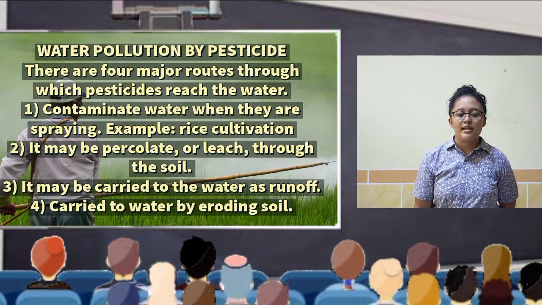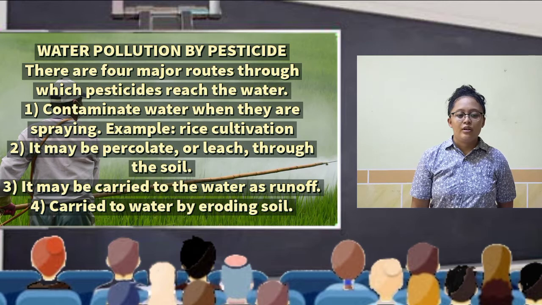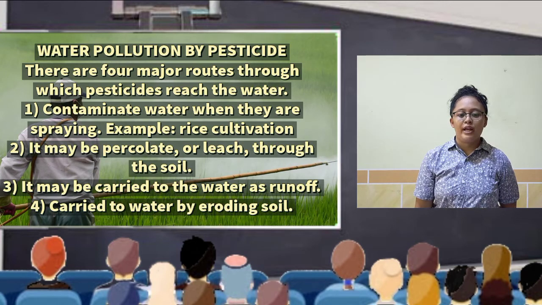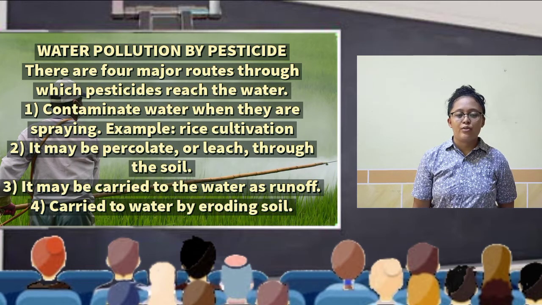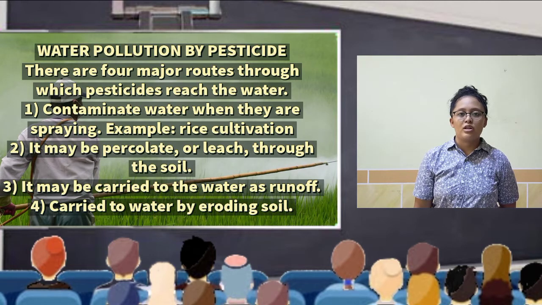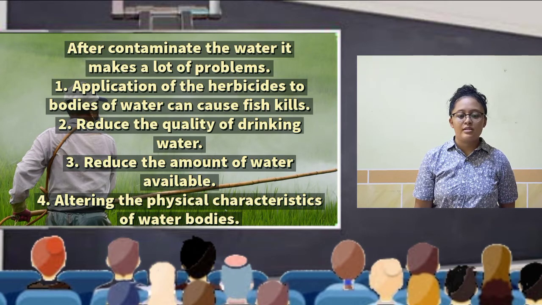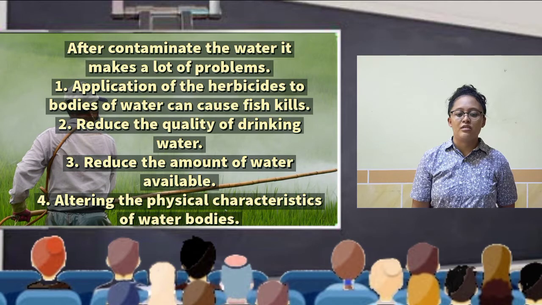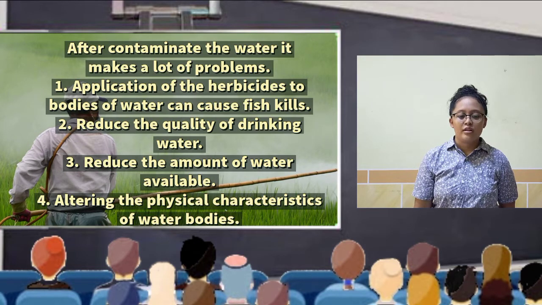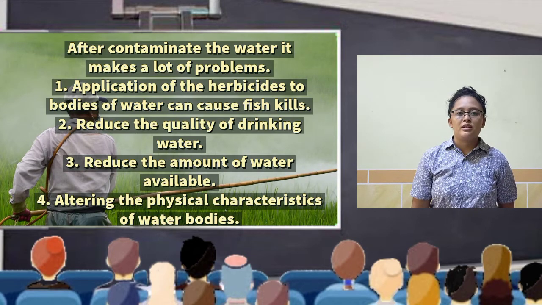Water pollution by pesticides. There are four major routes through which pesticides reach the water. They contaminate water when they are sprayed directly, for example in rice cultivation. They may percolate or leach through the soil. They may be carried to the water as runoff. They may be carried to water by eroding soil. After contaminating the water, it makes a lot of problems. First, application of the herbicide to bodies of water can cause fish kills. It can also reduce the quality of drinking water, reduce the amount of water available, and alter the physical characteristics of bodies of water.